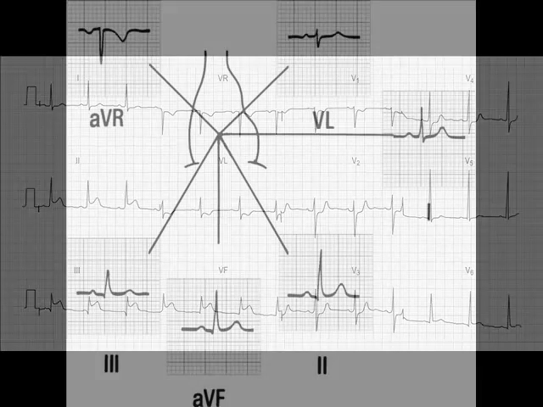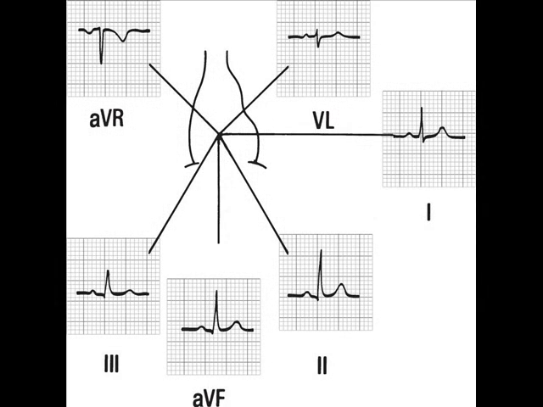Remember your adapted form of the hexaxial reference system, and you'll remember that leads 2, AVF and 3 cluster together in the inferior part of the heart, the low down part of the heart. So it's not surprising to see the ST elevation in those leads because they're close together. Inferior, and so we call it an inferior myocardial infarction or an acute inferior myocardial infarction. Inferior meaning it's the low down part of the heart.